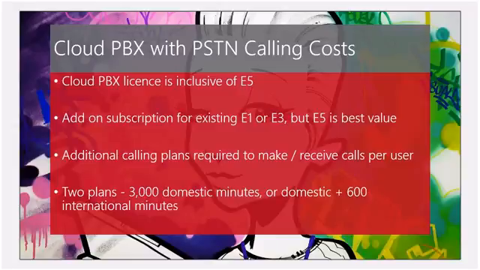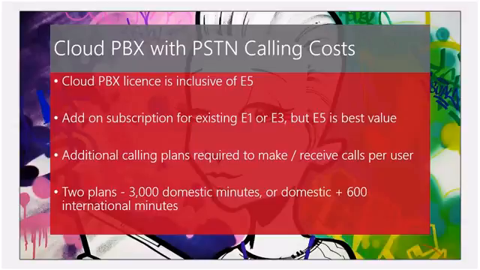The Cloud PBX feature is included in the Office 365 E5 license. This allows you to take advantage of Cloud PBX with on-premise PSTN calling with no additional charge. If you do not have E5 licenses, Cloud PBX can be added as an add-on subscription to either E1 or E3 subscriptions. However, we would encourage you to consider upgrading your subscriptions to E5 as they are significantly better value for money than adding add-ons.